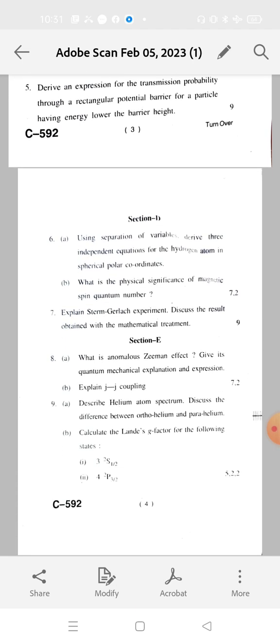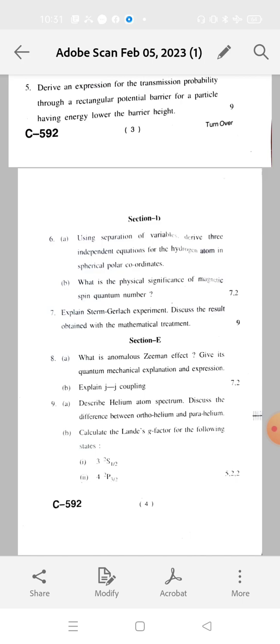Section E, question number 8, A part. What is anomalous Zeeman effect? Give its quantum mechanical explanation and expression. So under the influence of a magnetic field, the energy levels of an atom are split. This is called Zeeman effect. When the magnetic field is weak, the energy levels split into 3 and 4 components, which is called anomalous Zeeman effect. So we have to derive it quantum mechanically also.